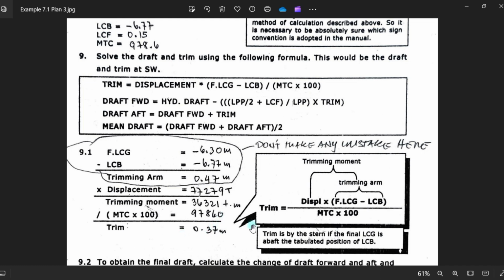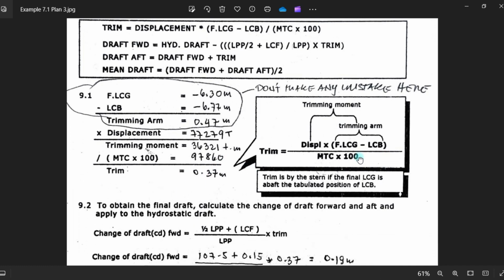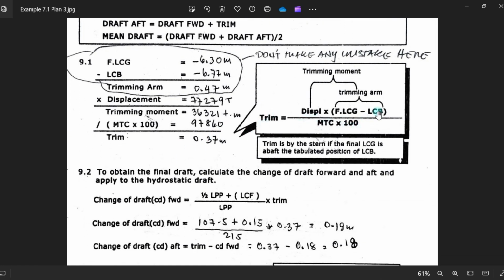Okay, so this will be the formula, guys. Displacement of 77279 times LCG minus LCB over MTC times 100. Okay, trim is by the stern if final LCG is above the tabulated LCB. This is what I've said.